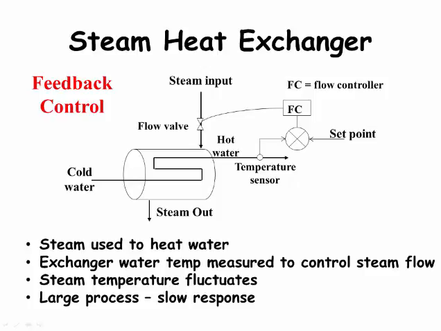The problem is that the steam temperature fluctuates, which means that the amount of heat input can fluctuate even if the steam flow rate is kept constant, and if the amount of heat input fluctuates, the hot water temperature leaving will fluctuate. The other problem is that the steam heat exchanger is a large process with a large thermal mass, and it will be slow responding. One way to improve the response is to measure the steam temperature and use that information to adjust the steam flow rate. This would be expected to improve the process response because we don't have to wait a long time for the fluctuating steam temperature to affect the hot water temperature.